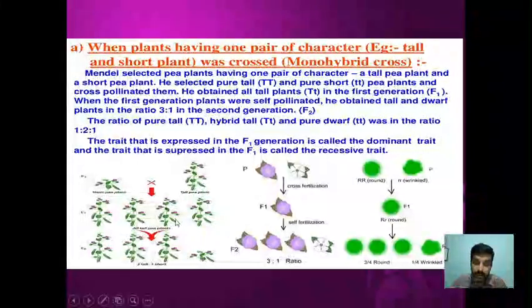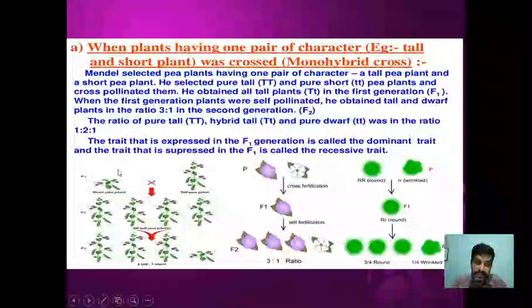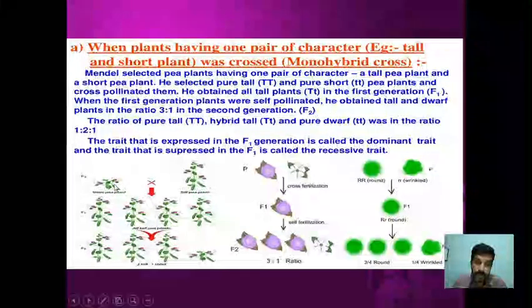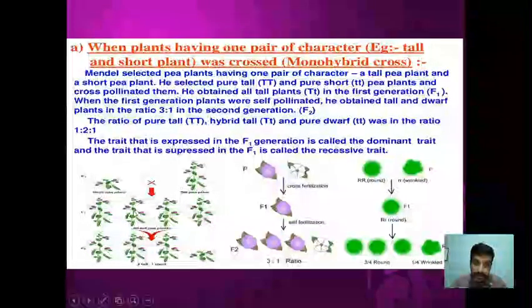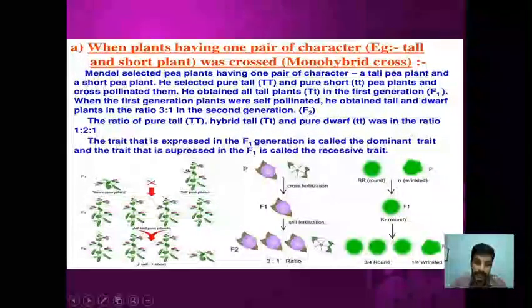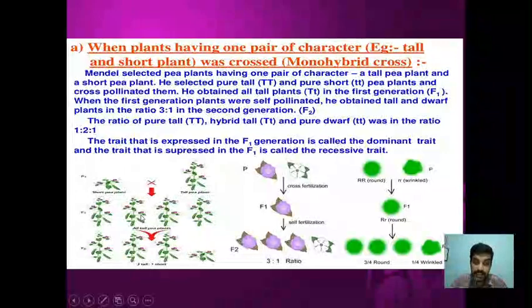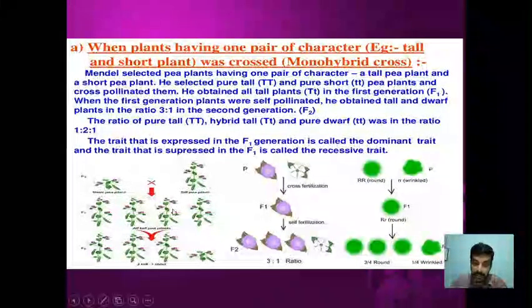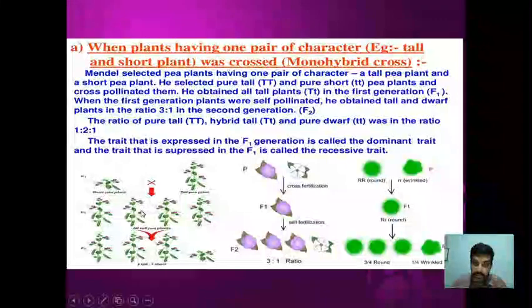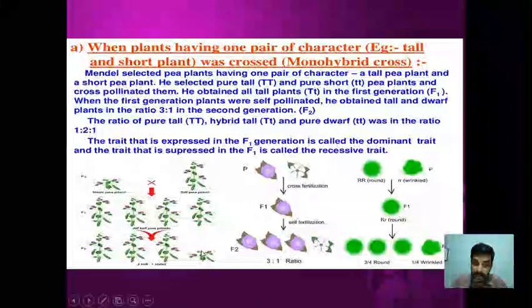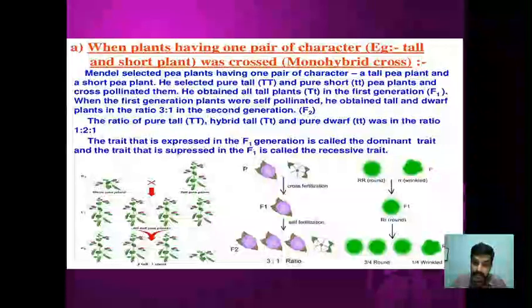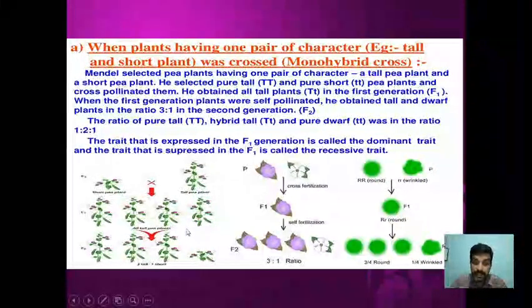So what he concluded from this is that the allele responsible for the dwarf plant is also inherited by the tall plant, but it could not be expressed because the allele responsible for tallness is dominant over the other allele, that is the short plant. That's why the phenotype is expressed as tall plant. And when the alleles responsible for dwarfness combine in the homozygous condition, he could get the shorter or dwarf plant. So there we come across dominant and recessive traits.